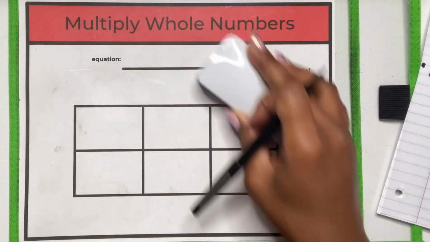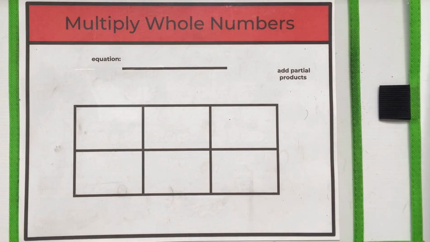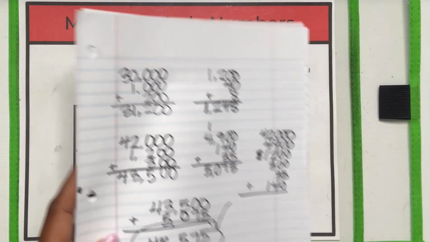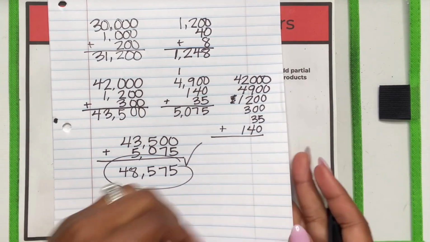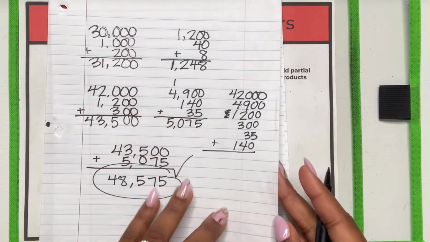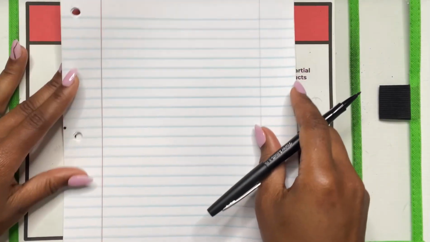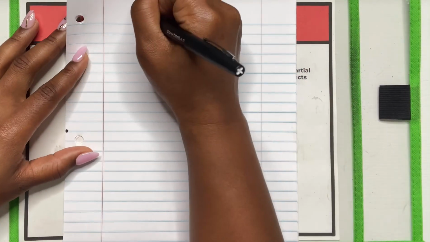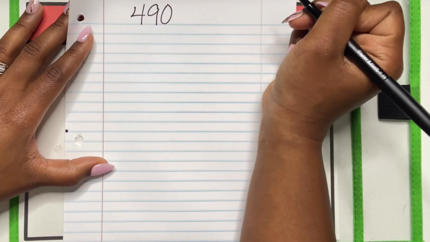All right, pause the video and try to solve this one on your own. 490 times 25. Now I'm actually going to do this one on the paper because I want to see, can you create this area model? I want to make sure we can do that correctly. So if I have 490 times 25.